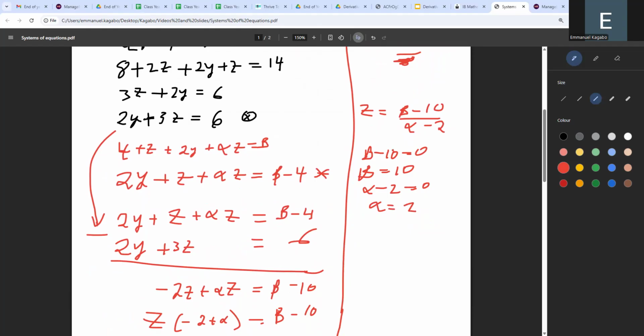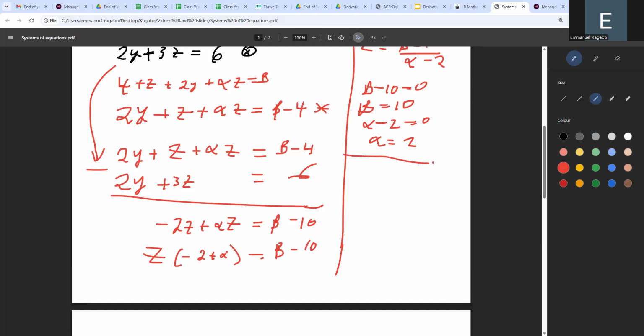I've got my mark. Now, what if the question was asking you for a unique solution? Okay, 1 point of intersection, basically. That means for a unique solution, the denominator will not be equal to 0. So I'll just take alpha minus 2 not equal to 0, and therefore alpha will not be equal to 2.